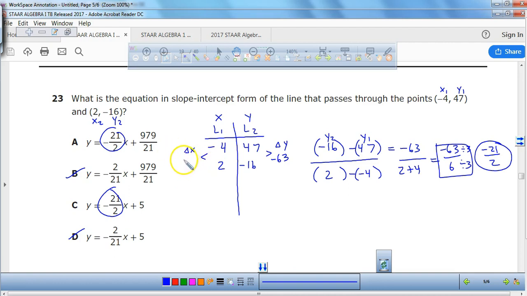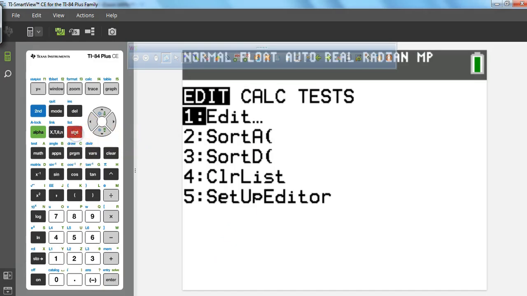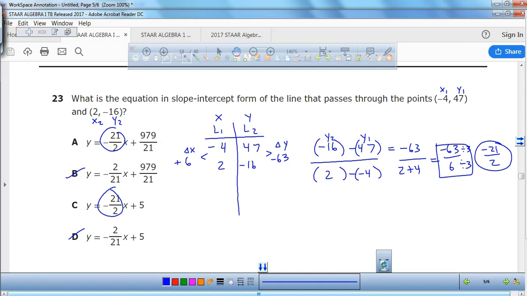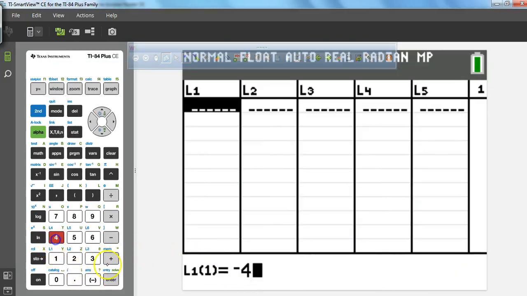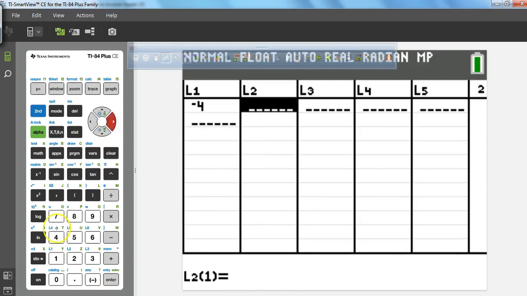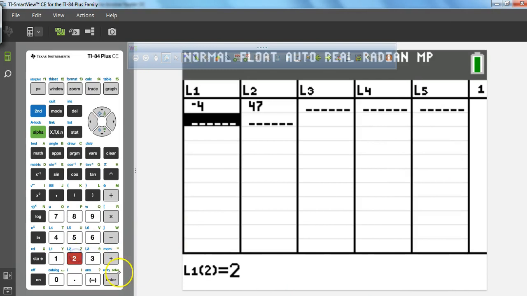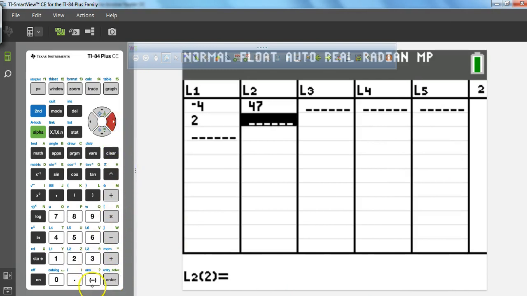Well, what I want to do now that I figured out my change in x and change in y is we're going to use the stat editor. So go to your stat button right here, stat, and hit edit. We're going to type in our numbers. So what are our numbers again? Let's look. We got a -4 and a 47. So I'll type in a -4 and a 47. And over here, let's take a look again. It says a 2 and a -16. 2 and a -16.